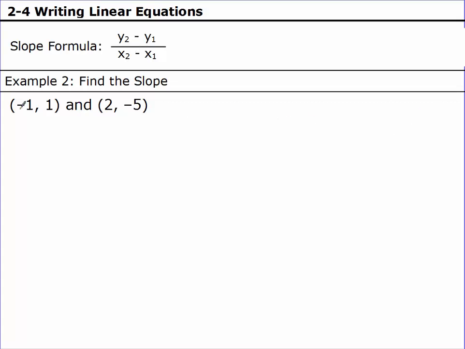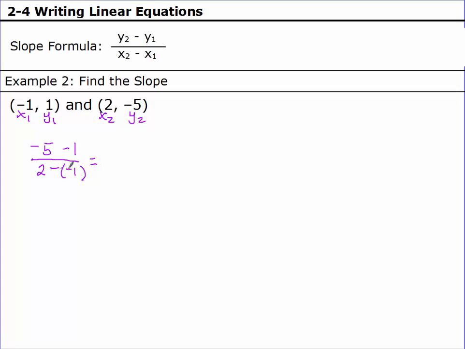So, to do it from 2 points, we need to, A, find the slope. So I'm going to label these x1, y1, x2, y2. So subtract my y's, that's negative 5 minus 1. Subtract my x's, 2 minus negative 1. Notice I did them in the same order. I did this first, followed by this, then this first, followed by that.